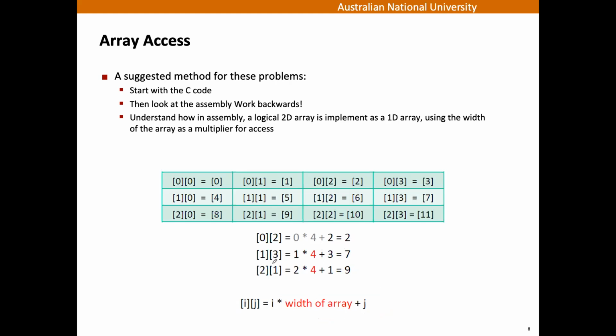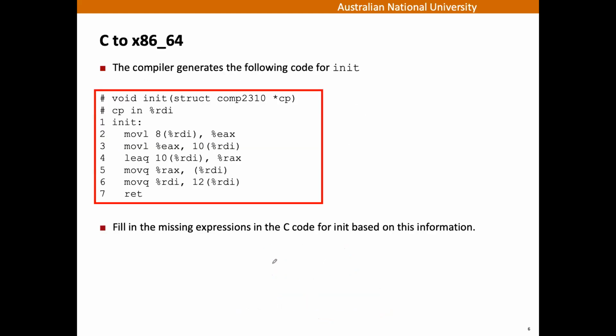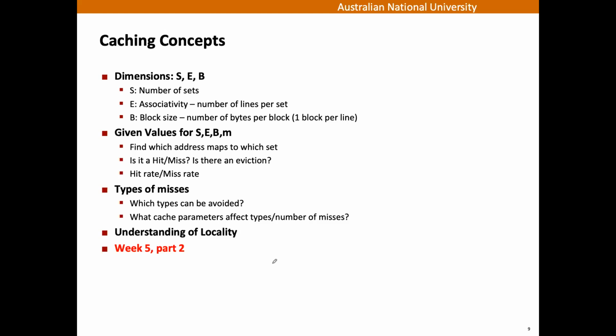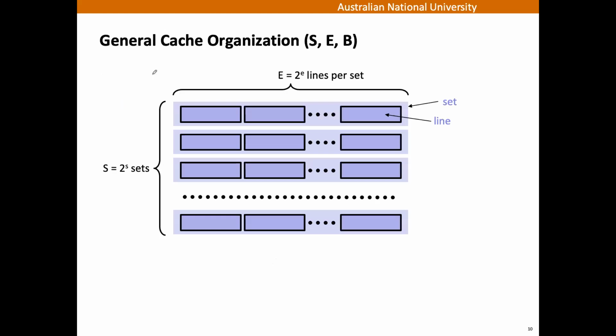Loops and array access, you need to practice, and generally C to x86. Caching, I love caches, very important. So dimensions, we have this canonical figure. You need to remember it by heart. The capacity of a cache is number of sets, lines per set, bytes per line.